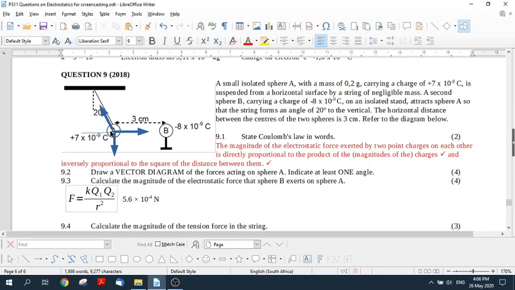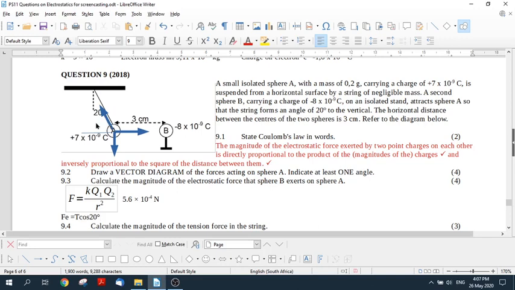But you can say the Fe, the electrostatic force, remember that's this arrow here, is equal to the tension in the string. Remember, the only thing that has a horizontal component is the tension in the string. The weight doesn't have a horizontal component. So the Fe is going to be equal to the horizontal component of the tension. So the horizontal component of the tension is T cos 20.